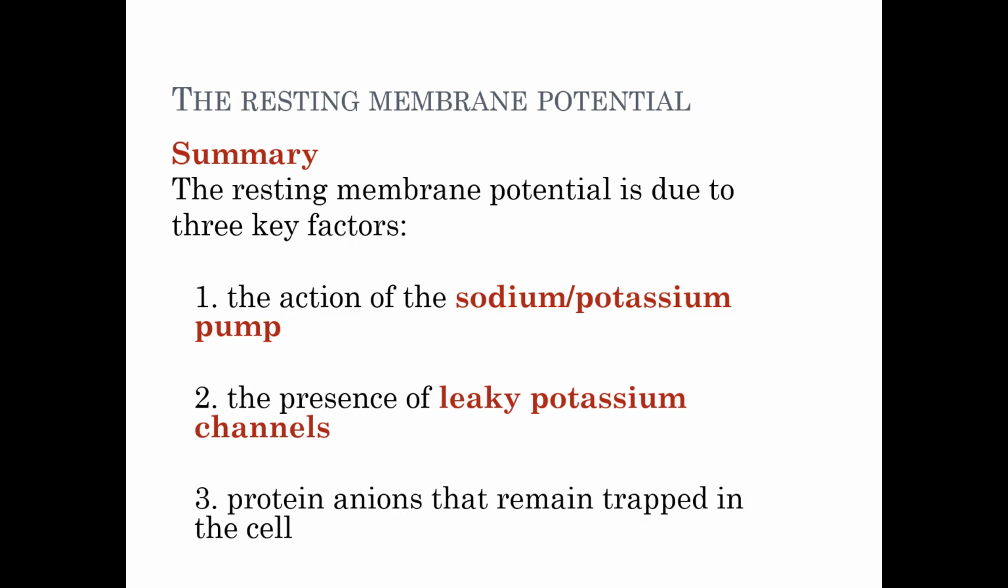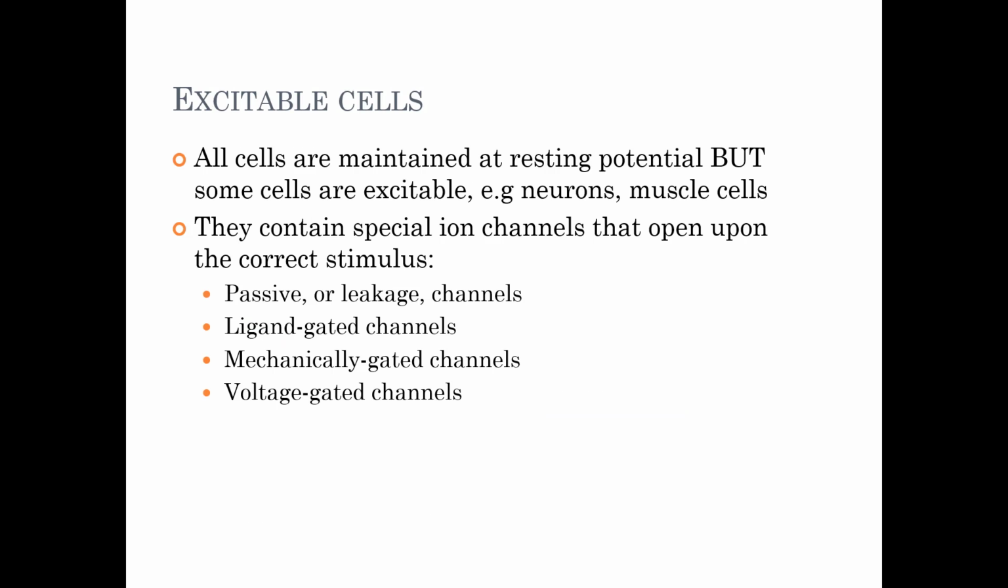The third factor is the protein anions. They're negatively charged. They remain trapped in the cell, and they're going to contribute to that negativity inside the cell. Okay? So that's resting membrane potential. There are 3 factors that contribute to resting membrane potential, and there are 3 characteristics that typify resting membrane potential. Okay, so all cells are maintained at resting potential, but neurons and muscle cells are unique because they are what's called excitable. They have special ion channels that open when there is a correct stimulus.